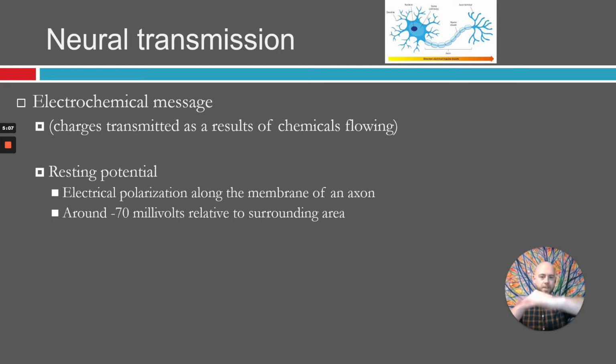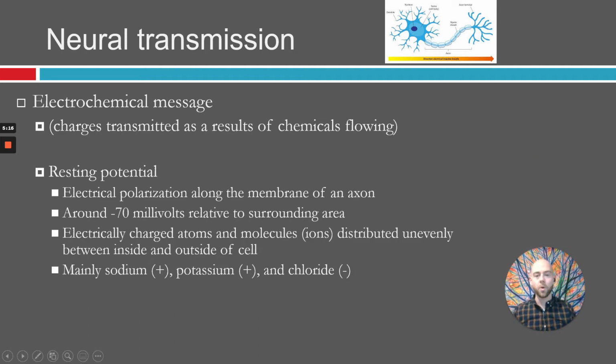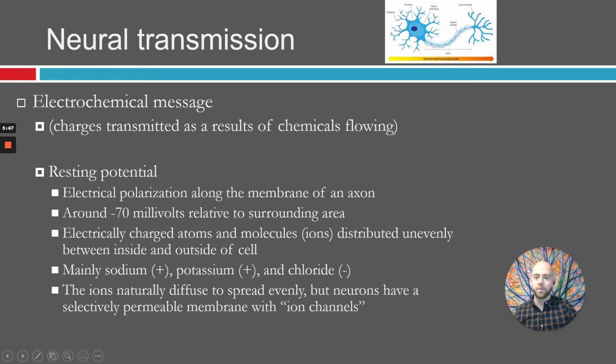So the chemicals outside of the axon are charged more positively than the chemicals on the inside by about 70 millivolts. So on the outside of the neuron, you have more positively charged chemicals, and on the inside, you have more negatively charged chemicals. And these are different things like sodium, potassium, and chloride mainly. There are other things around different parts of your body, but these are the primary positively and negatively charged ions that are the molecules that are spreading around through there.